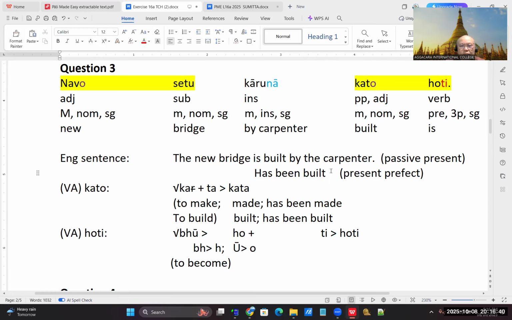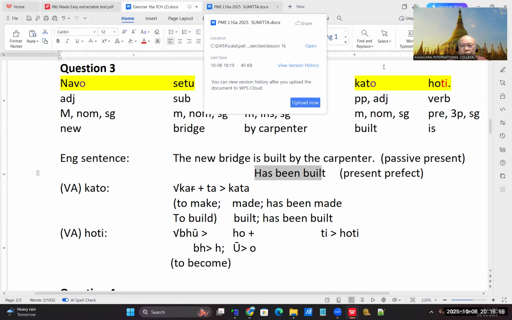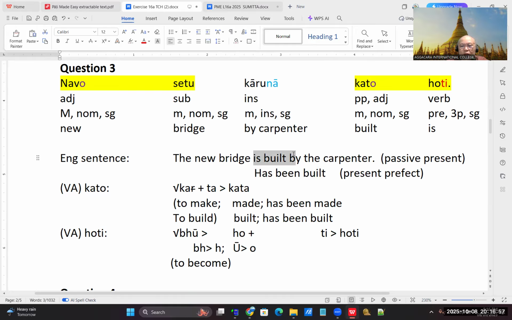Not really, because "has been built" is also a passive sentence. But you need to put a PP here because the body is a PP. So you have to use the word "has been built" to show the PP. So if I want to say "it's built", then what do I do?